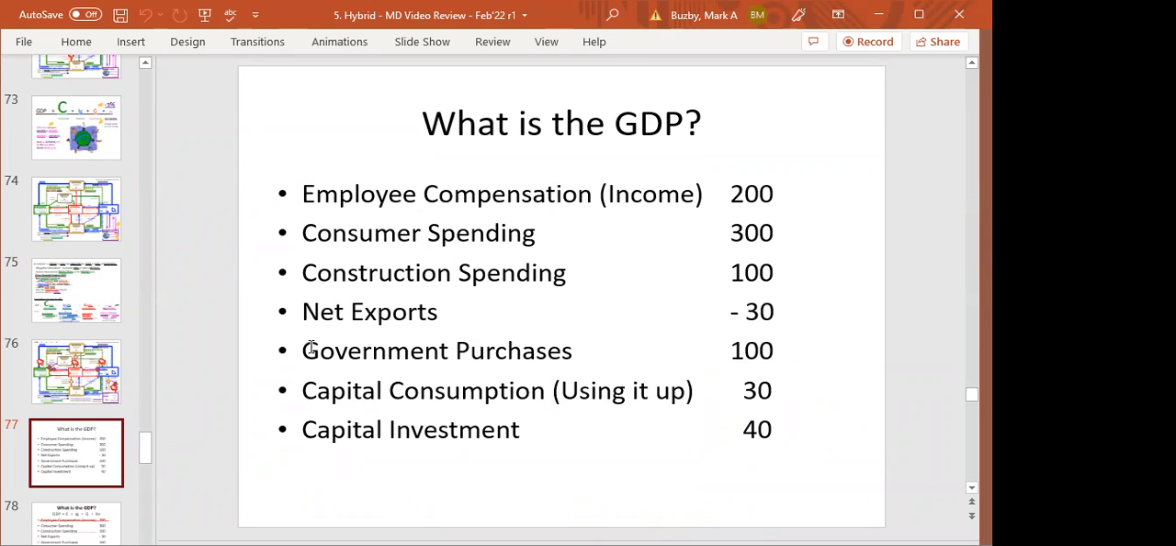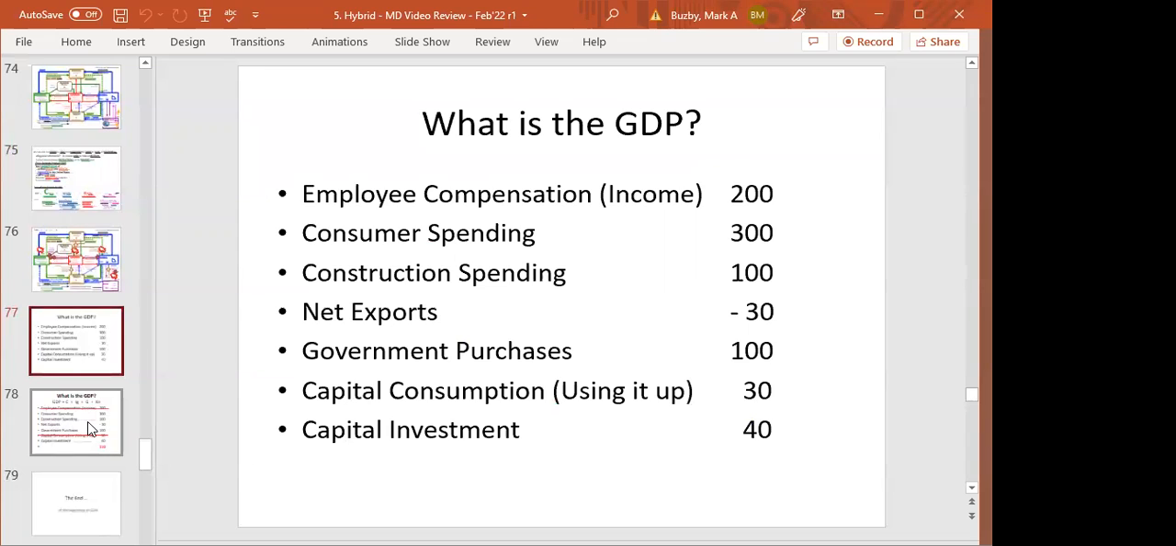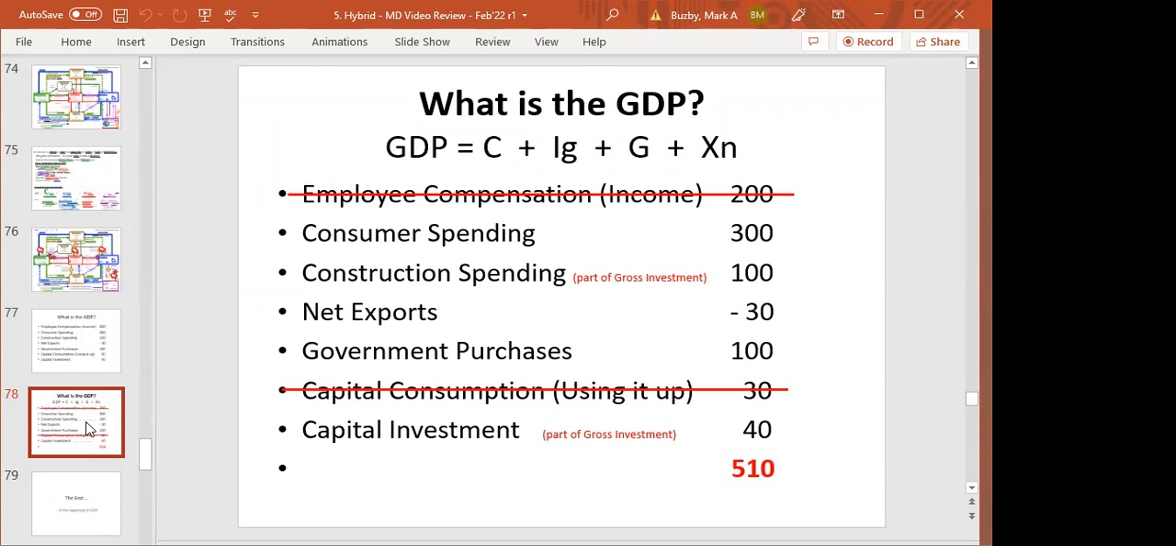Then, of course, consumer spending falls under something. Construction spending, net exports, government purchases, total consumption, using it up, capital investment. And we go down here and we go, there we are. We threw 2 of them out. Why? Well, first off, employee compensation, not even part of the formula. Now, capital consumption, using it up. If we haven't bought the replacement capital, this is just the depreciation, doesn't even count.